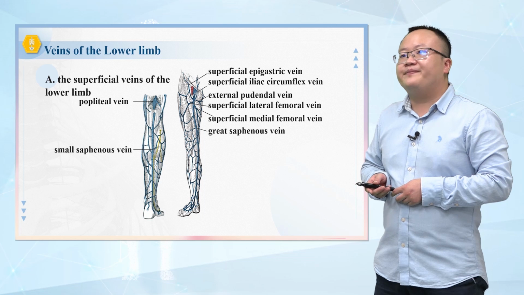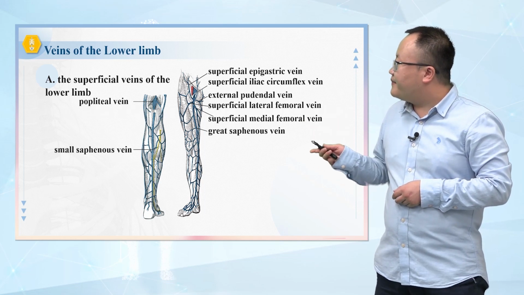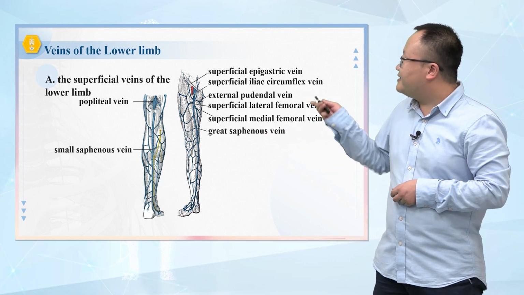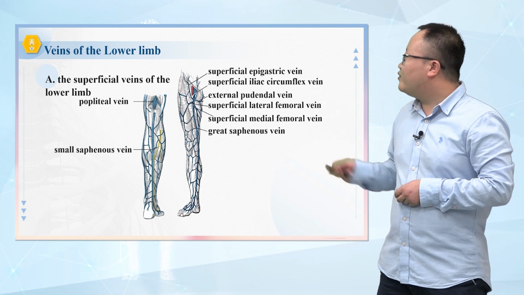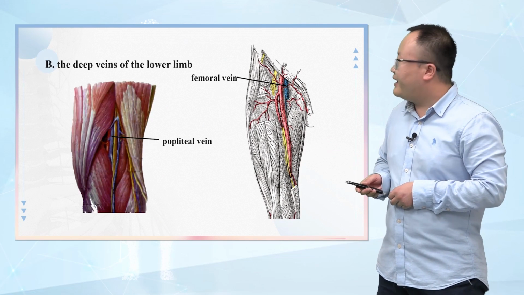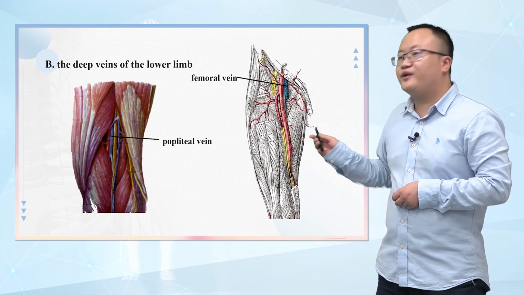The lower limb. These are the superficial veins of the lower limb. This one is the small saphenous vein, and these are all the superficial veins. The deep veins of the lower limb are mainly the femoral vein and the popliteal vein.